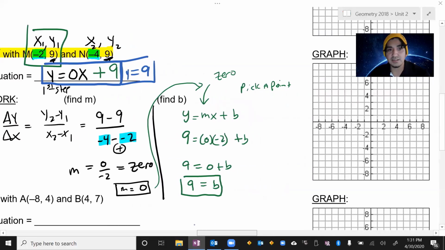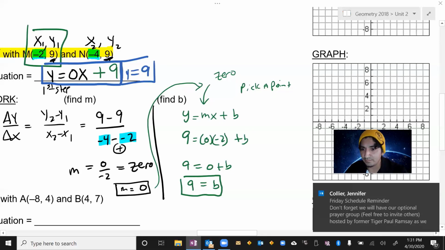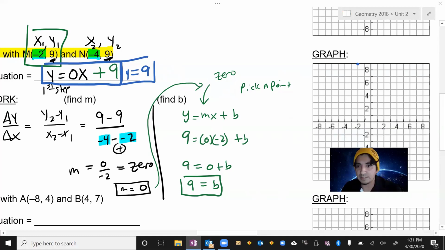So that means that we're going to connect what we know. So -2, comma 9. So -2, 1, 2, -2, up 9. So 1, 2, and then go up 9. And then -4, comma -9. So -4, 1, 2, 1, 2, 3, 4, and then go up 9. So there you go. So you can connect your lines too. But you have to show your work on how you got there. Okay? So that's how you solve for an equation whenever you're given 2 points.